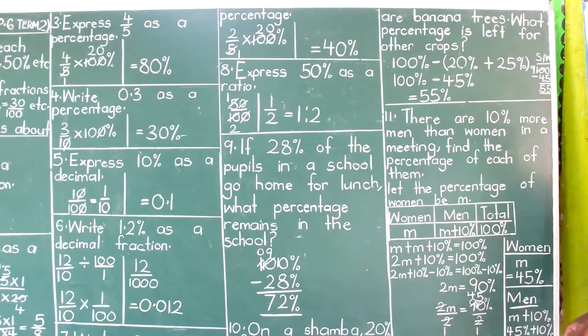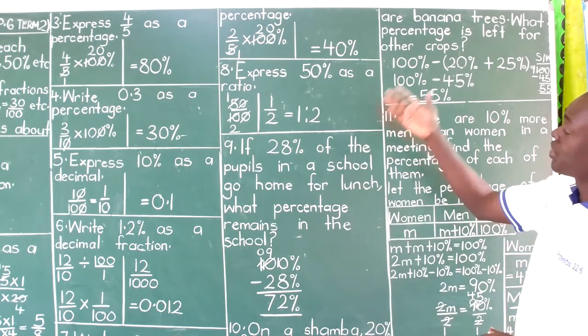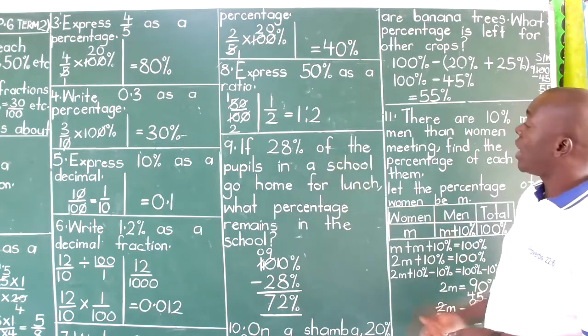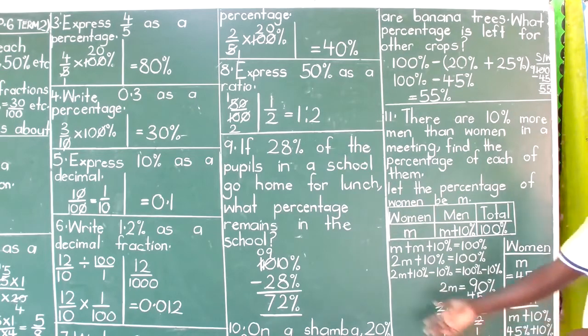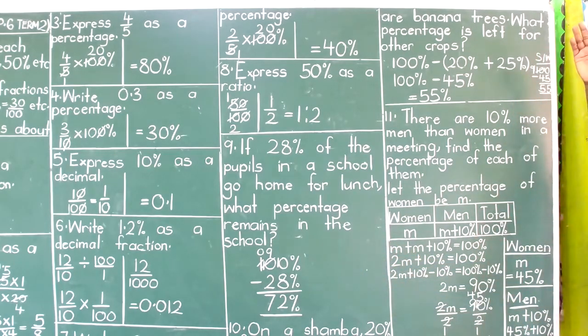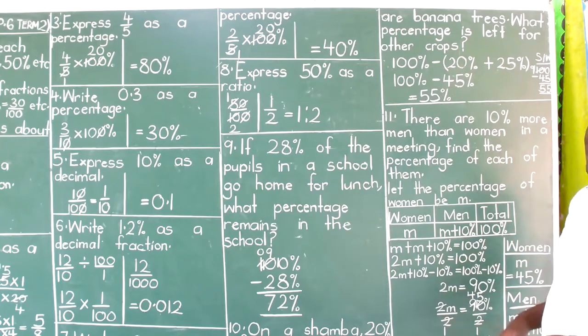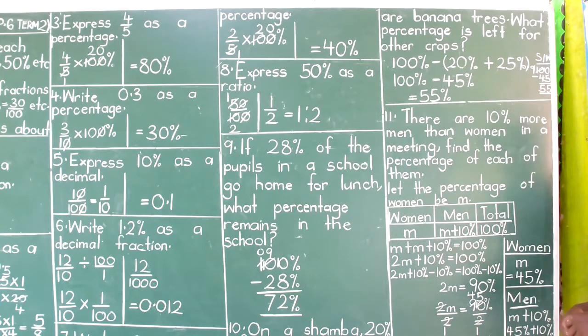So that's how we deal with more than 2 sectors. In number 9, you have 2 sectors: people that go out for lunch and those who don't. Here I've got 3 sectors: the percentage for coffee trees, that of banana trees, and then other crops. So you get 100% minus the combination of the 2 given, which is 20% added to 25%, giving 45%. When you subtract, you get 55%, which is the percentage for other crops. That's how we answer that one.